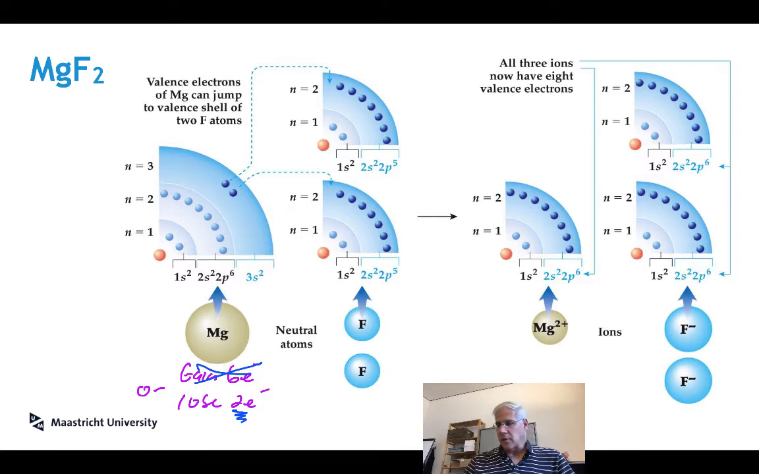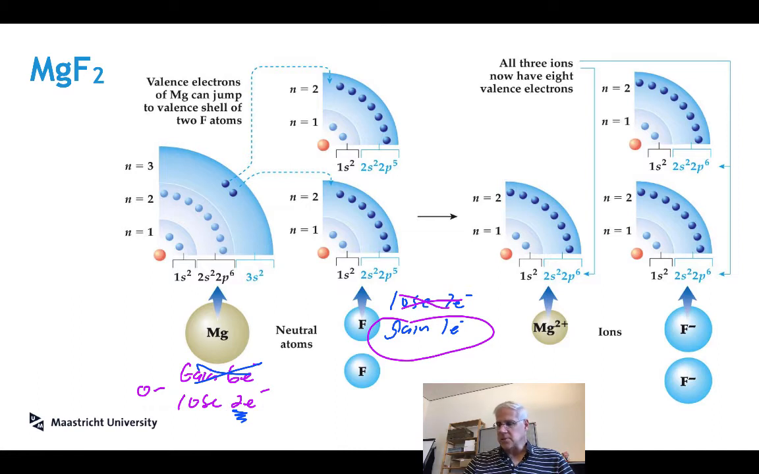Fluorine, on the other hand, can either lose 7 electrons or it can gain 1 electron to look like a noble gas. Well, again, we're not going to lose 7 electrons. It takes way too much energy, and so it just wants to gain that 1 electron. So each fluorine wants to gain 1 electron.